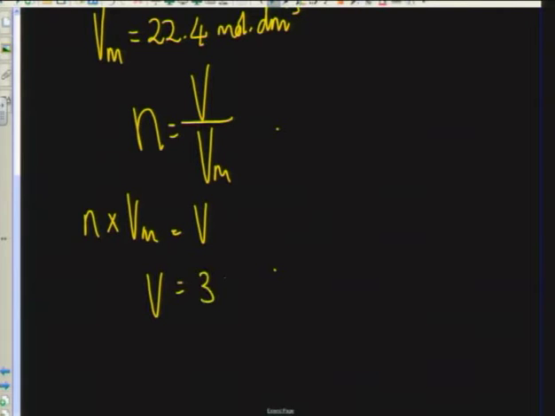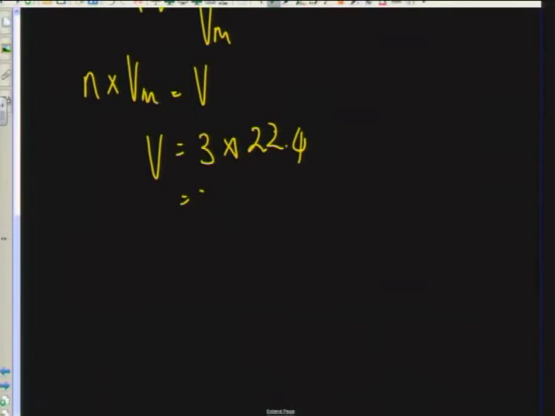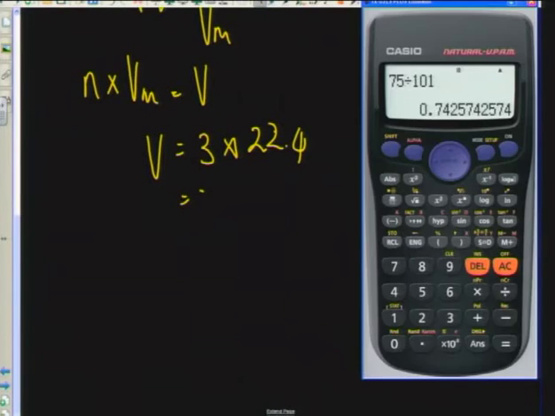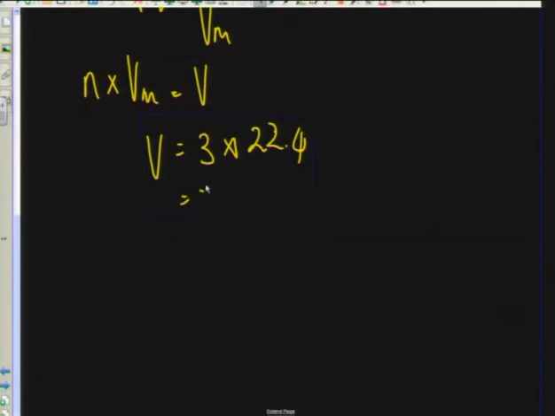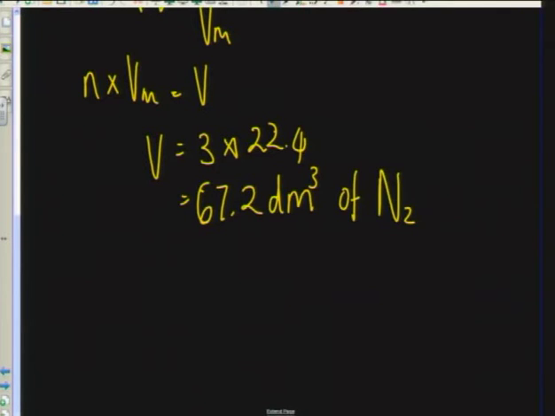Number of moles was 3 times by 22.4, and we get to, well, let's just throw that into the calculator. 3 multiplied by 22.4 is equal to 67.2. So I come across here, my answer 67.2 decimeters cubed. Now that is the volume of N2 at standard temperature and pressure.